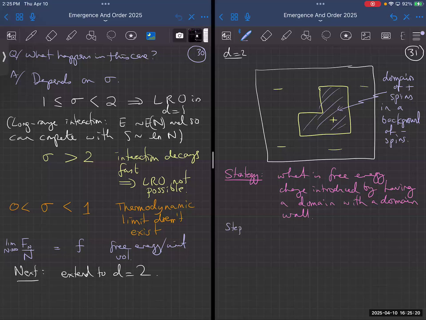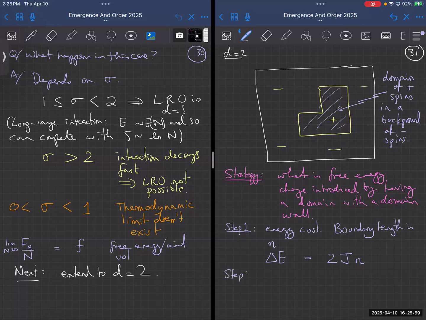Okay, so let's do step 1. We're going to do the same kind of thing. We're going to compute the energy cost. So let's assume that the boundary length, the domain wall length, is n. Then delta E, the change in the energy, is just 2jn. Okay, so that's the same as we had before. On either side of the boundary, you get an energy cost of 2j. There's n of these bonds, and so we're going to get 2jn. So that's the energy.